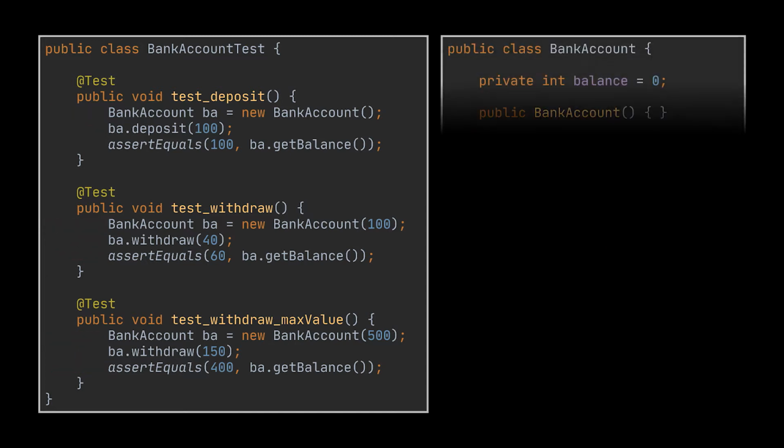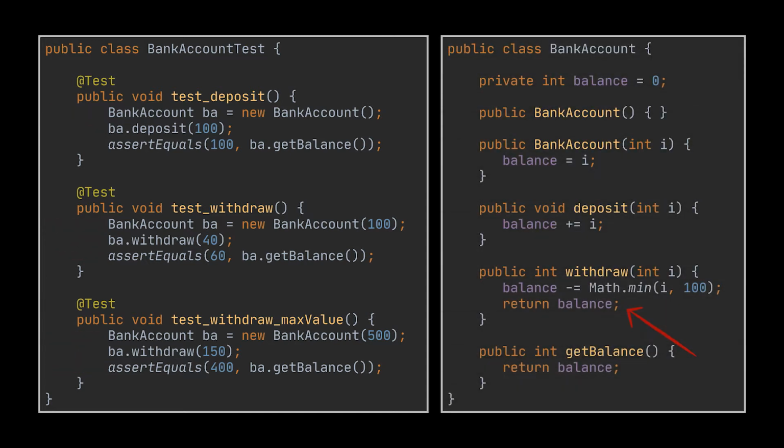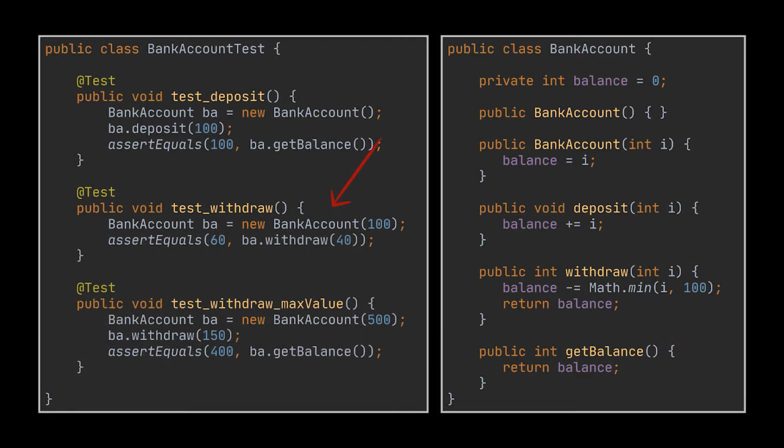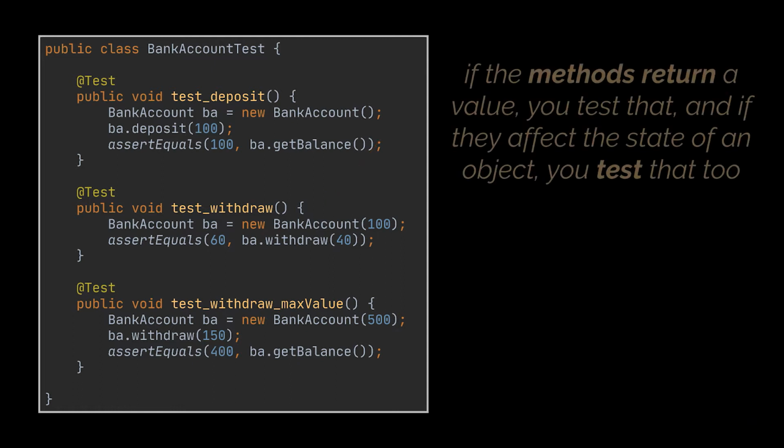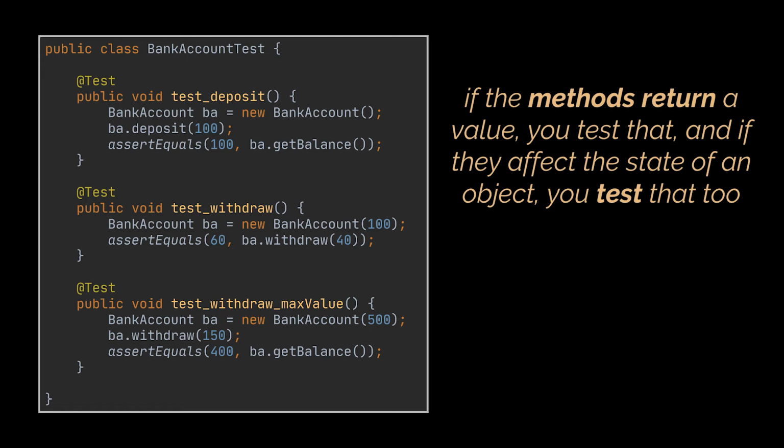Alright, say we added a return value to the withdraw method. Then we can go ahead and assert that value directly without a need to access the object. In this case, the AAA rule was done in 2 lines. We created an instance of the bank account and then called assert equals on the return value. So, if your methods return a value, you test that. If your methods affect the state of an object, you test that too.